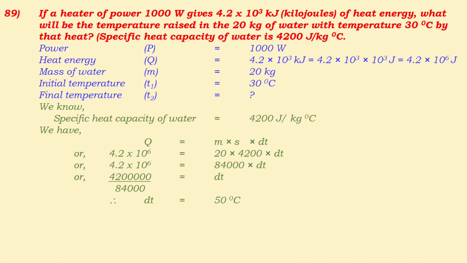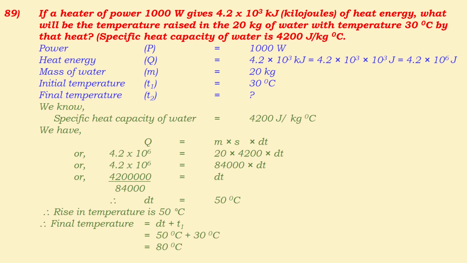This is the rise of temperature, but the final temperature is a little different. Final temperature means the initial temperature plus rise in temperature. So the rise in temperature is dt, and the initial temperature is T1. If we add both of them, then we will get the final temperature, that is 80 degrees Celsius. Okay, next.